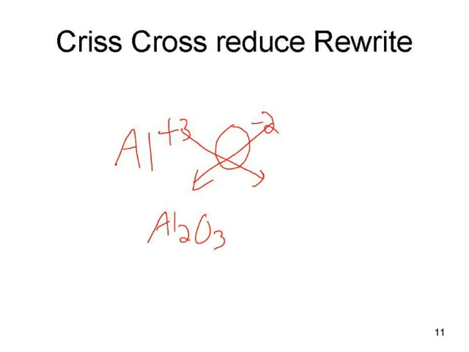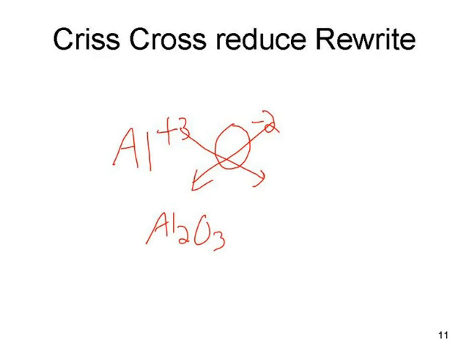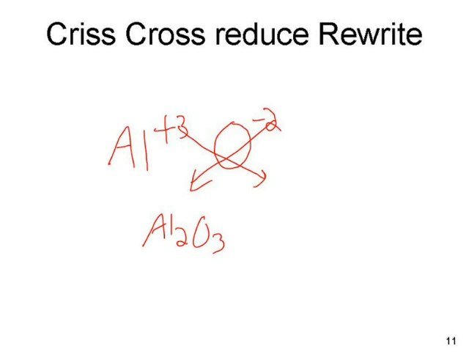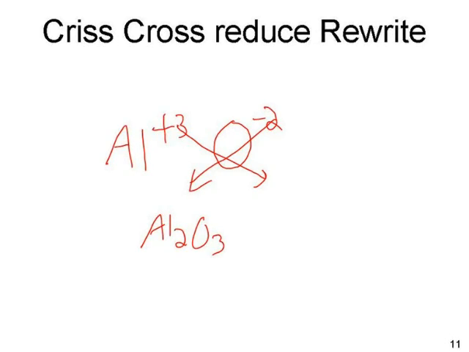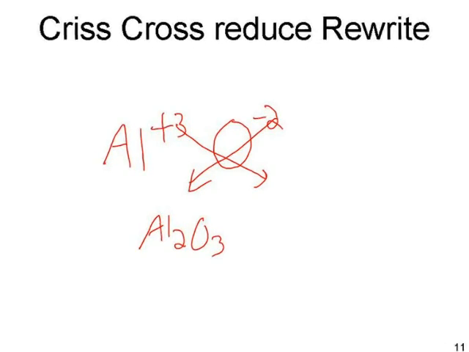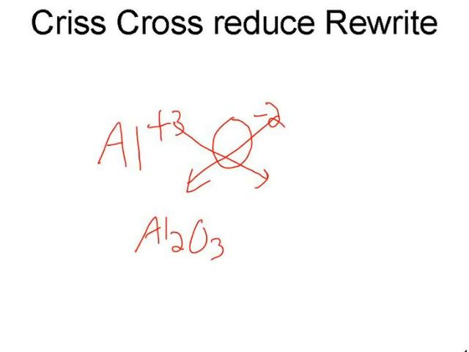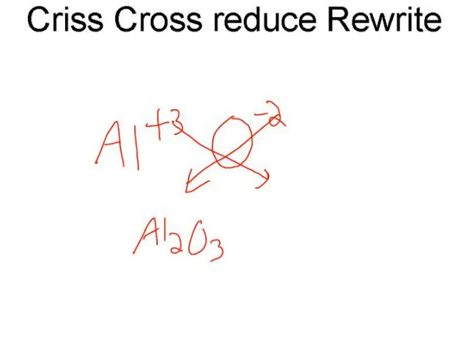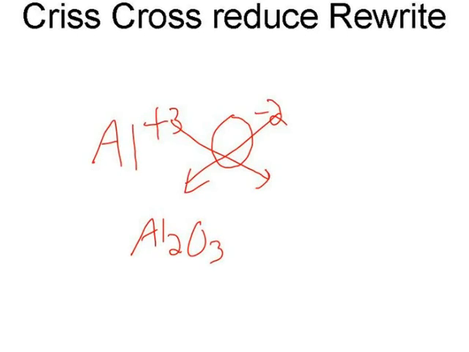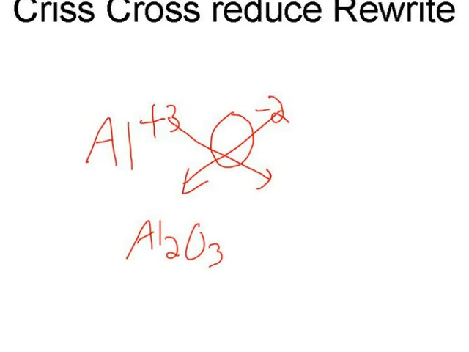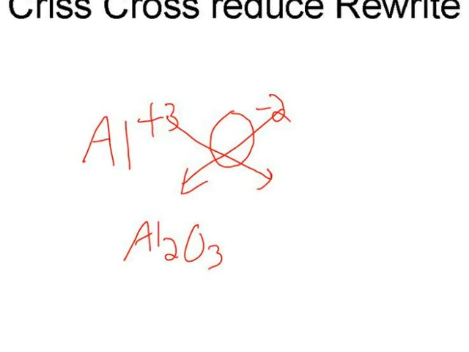A way to get the formula is to use the crisscross rule. It's like a cheer: criss, cross, reduce, rewrite. The positive on the one side becomes the subscript on the other side, and the negative on the one side becomes the subscript on the first side. So if you have Al trying to form a compound, which is +3, with oxygen, which is -2, if you crisscross them, you get Al2O3.